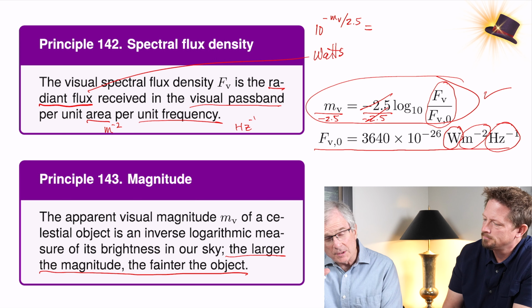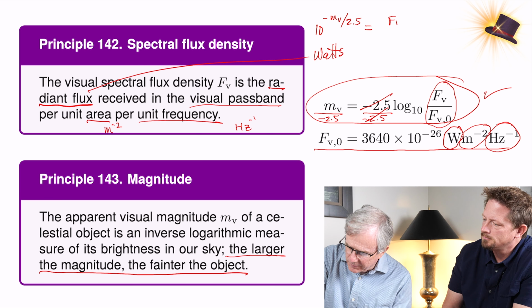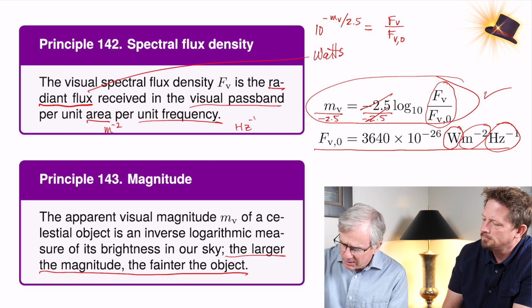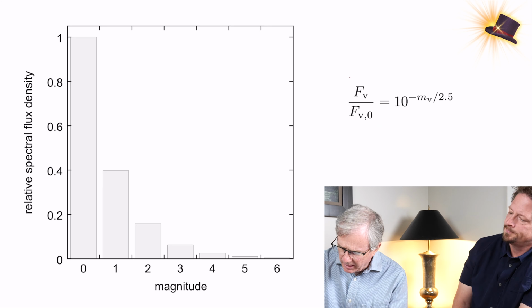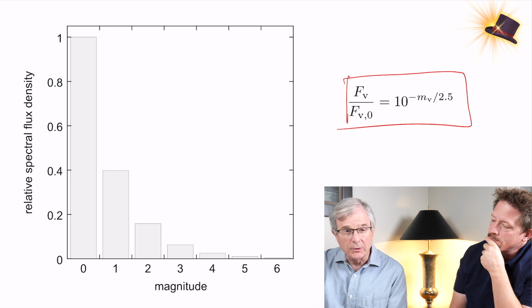Those are two functions that undo each other. When you raise 10 to the log base 10 of anything, you get that thing back again. So that's just Fv over Fv naught. So that's what we're talking about here. Fv over Fv naught is 10 to the minus mv over 2.5.